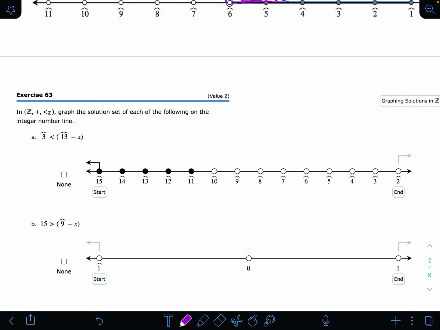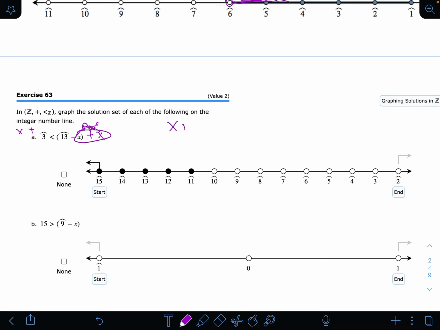Exercise 63. We can work through a couple of these if you like. On this one, we've got negative 13 minus x on the right, negative 3 on the left. One way to do this is I could add x to both sides. What if I did that? That would make this go poof, right?